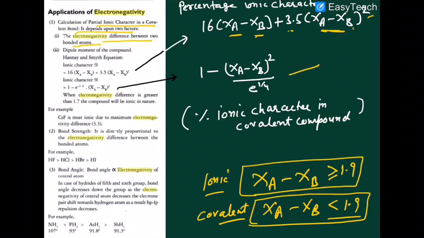Okay, so these scales are given to you now. This is called the Hannay-Smith equation. What is it called? Hannay-Smith equation. Are you sure about that? Second is bond strength. The bond strength is directly proportional to the electronegativity difference between the bonded atoms. So the more the electronegativity difference, the more is the strength of the bond. Then bond angle. Bond angle is directly proportional to the electronegativity of the central atom. The more the electronegativity of the central atom, the more will be the bond angle.